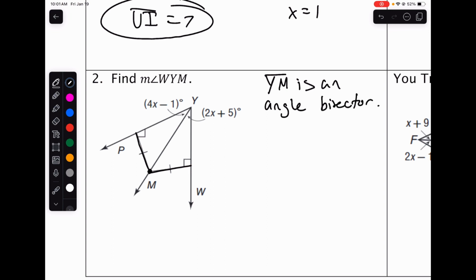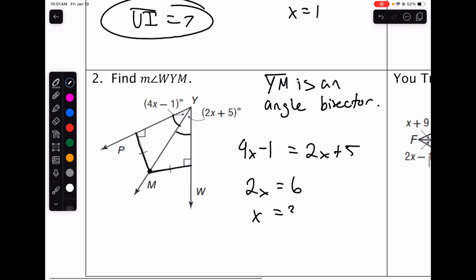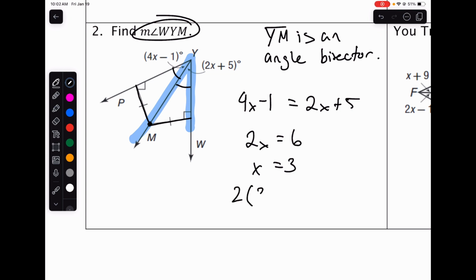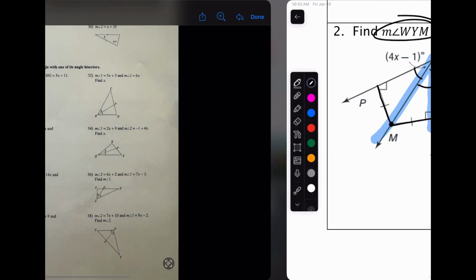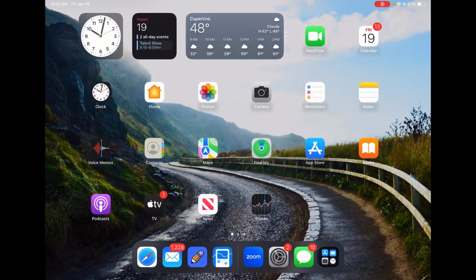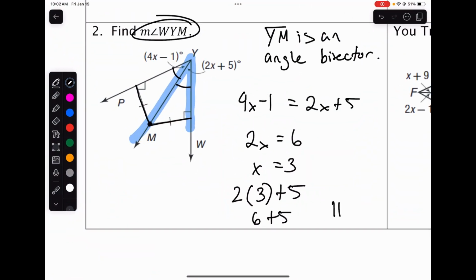Okay, and because of that, we know that these angles have to be congruent. So we just say 4x minus 1 is equal to 2x plus 5. We get 2x equals 6, and we should get that x is 3. So then we can go ahead. They want us to find angle WYM. We're just going to plug that in, and we get 2 times 3 plus 5. We get 6 plus 5, and we should, oops, my bad. We should get 11 degrees.